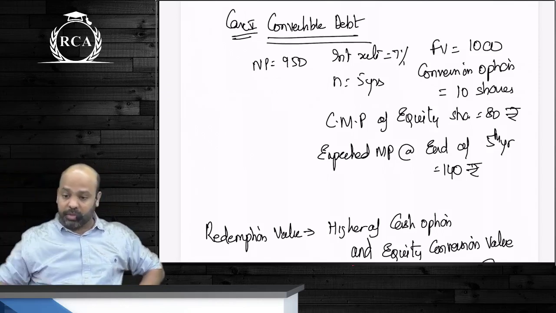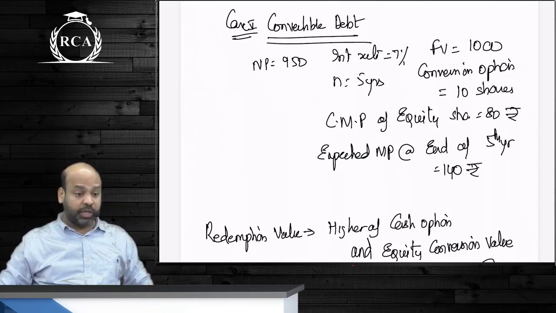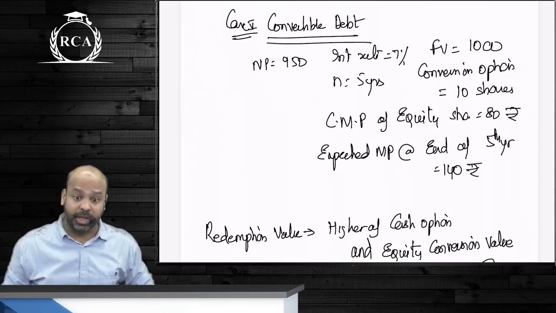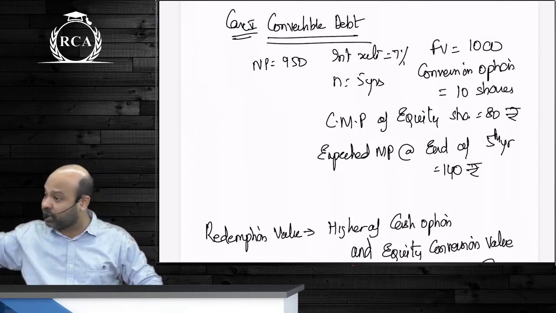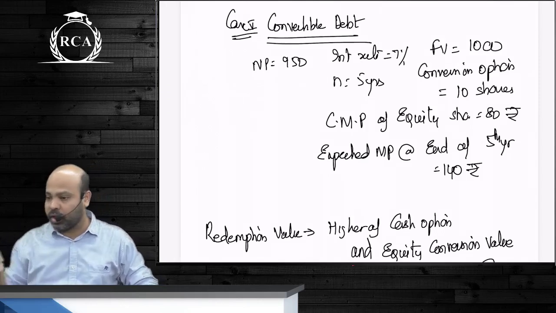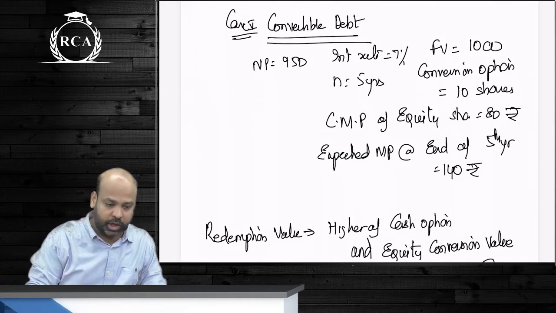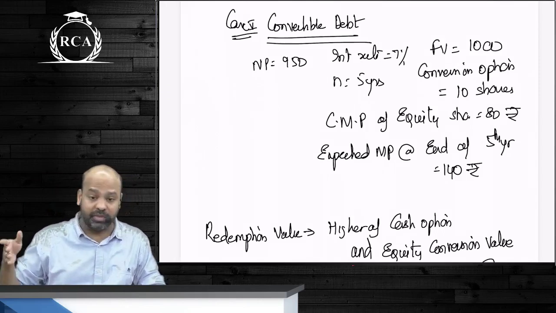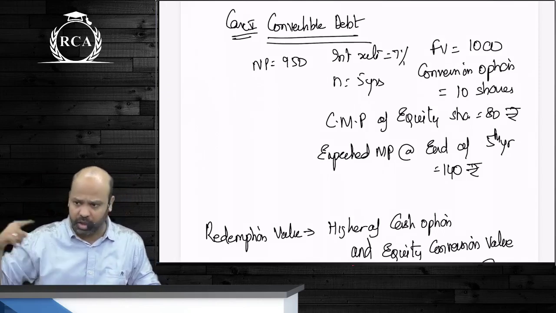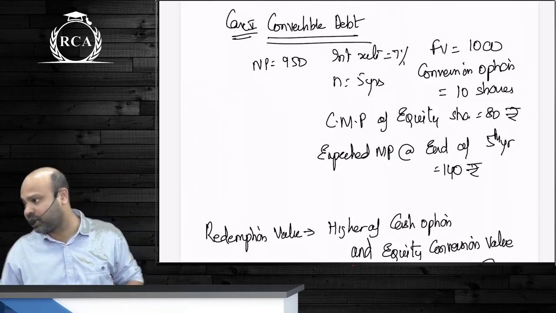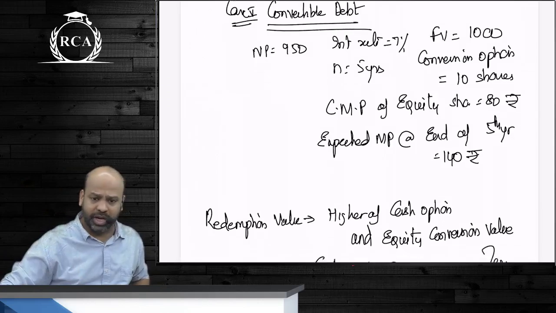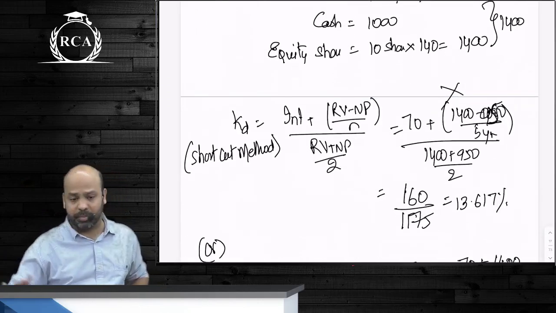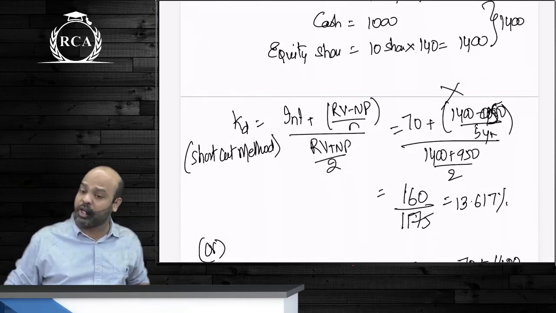Just say, in one question I've used that formula: P5 is equal to D6, or P6 is equal to D7 by KE minus G. He gave me the dividend every year, and using that we computed P6. Or in another question, he gave us the price today and told us that the price is going to increase by 5% year after year or 10% year after year. You directly compound and you get the price at the end of the maturity period. The rest of the formula is the same, guys. You can either use the YTM method or the shortcut method. By default, if nothing is given, we always prefer the shortcut method to arrive at cost of debt.